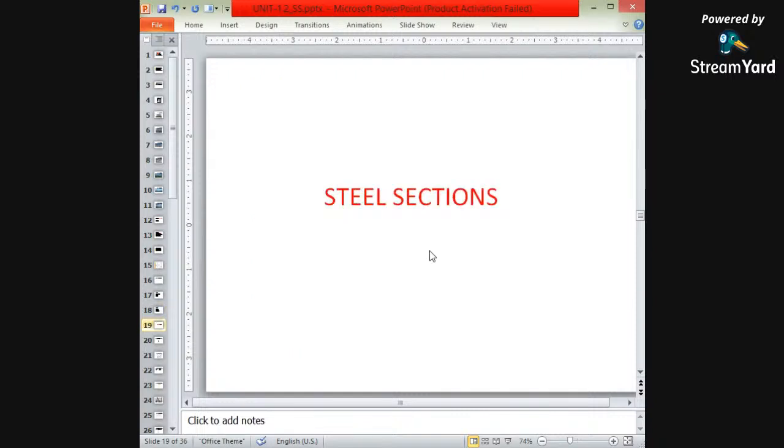What are the different types of steel sections? We have gone through the various properties of steel sections. Again, in the IS code, IS 800 2007, or in the steel table, there are different steel sections. So we'll go through the different types of steel sections.